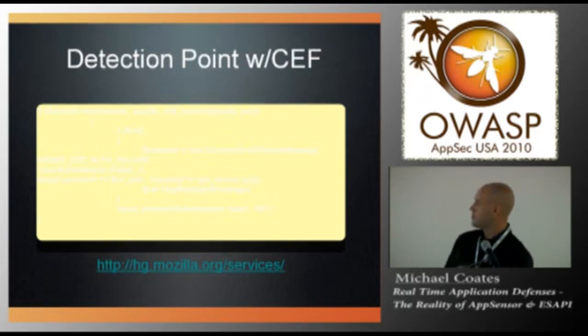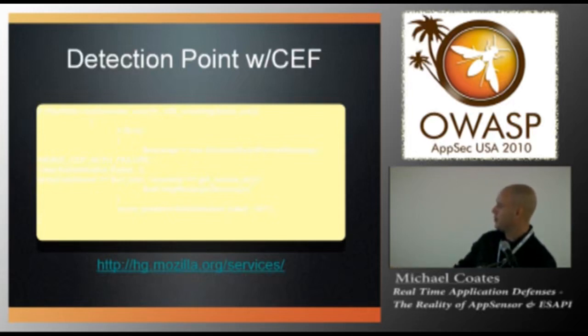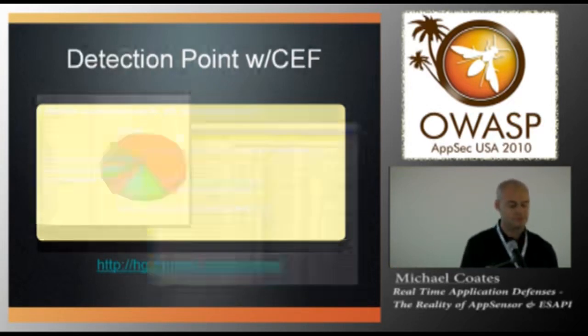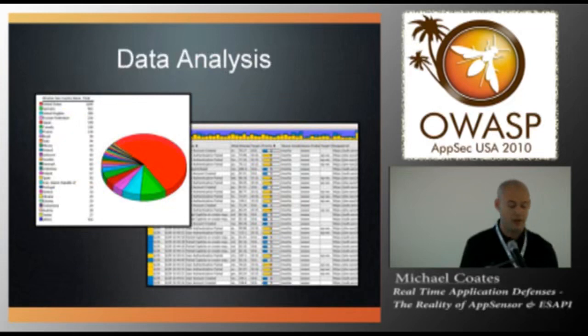So we have a check of, is something going bad? This is authentication. So if authentication fails, then we throw the CEF event, and all this information goes straight to our centralized reporting system. And this is giving us a lot of power because we can do data analysis on all these events.